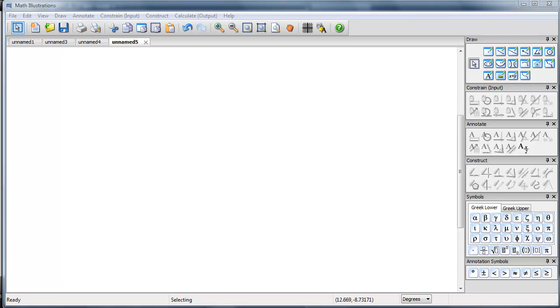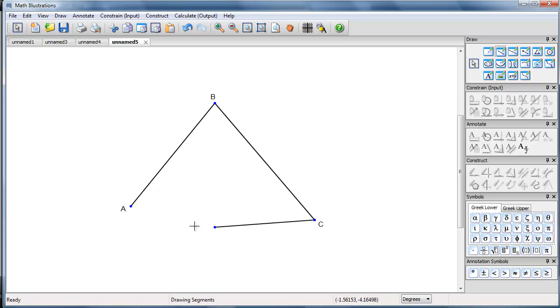I'm going to use math illustrations for a drawing which will ask the student to compute the exterior angle in a particular triangle. First of all, I'm going to draw the triangle. Now I'm going to constrain two angles.